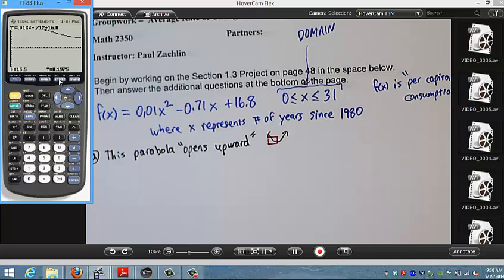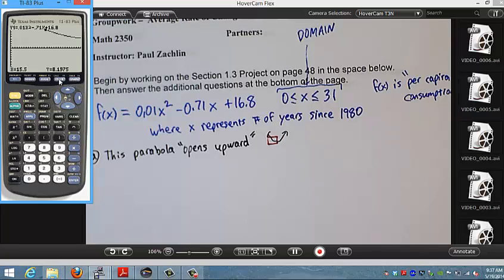So what's that mean? 8.19. Did they give me the units? It says in gallons. 8.19 gallons of milk per person? How could that be? I'm not talking about just drinking milk, right? We're talking about they put it on the shelves for you everywhere. This is how much milk the United States consumed per person, annually.